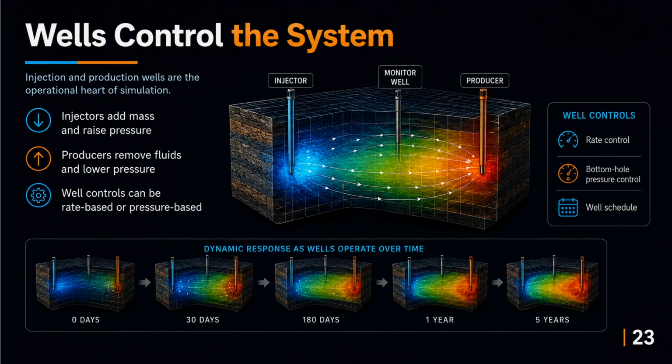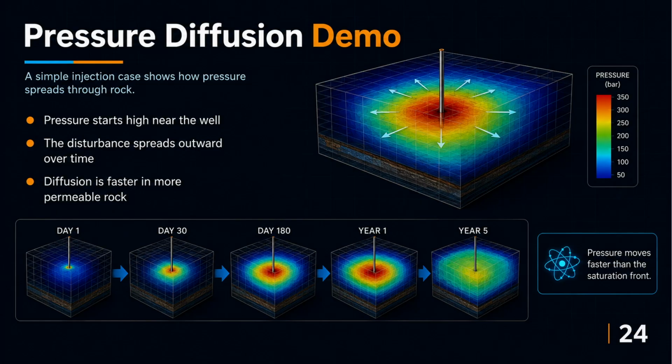Now that we understand wells control the system, let us move to pressure diffusion demo. Pressure diffusion is one of the most intuitive phenomena in reservoir simulation. When we inject fluid, pressure increases near the well first. With time, this pressure disturbance spreads outward. The speed and shape of that spread depend on permeability, porosity, compressibility, viscosity, reservoir thickness, and boundary conditions. This slide shows a pressure plume expanding from the well.